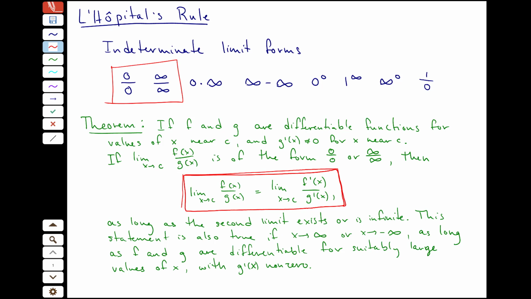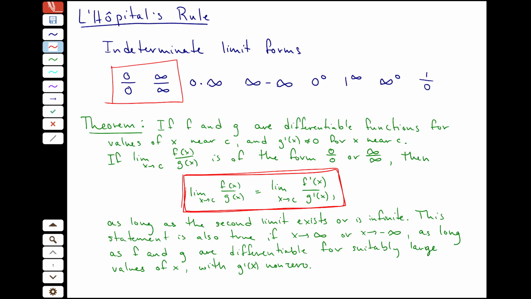And notice we are not using the quotient rule here. What L'Hopital's rule says is the limit as x approaches c of f of x divided by g of x is the same as the limit as x approaches c of the derivative of f divided by the derivative of g. Now this is true as long as the second limit exists or is infinite, either positive infinity or negative infinity. And we can take this limit at a finite value c, but it's also true if x is going to infinity or negative infinity.